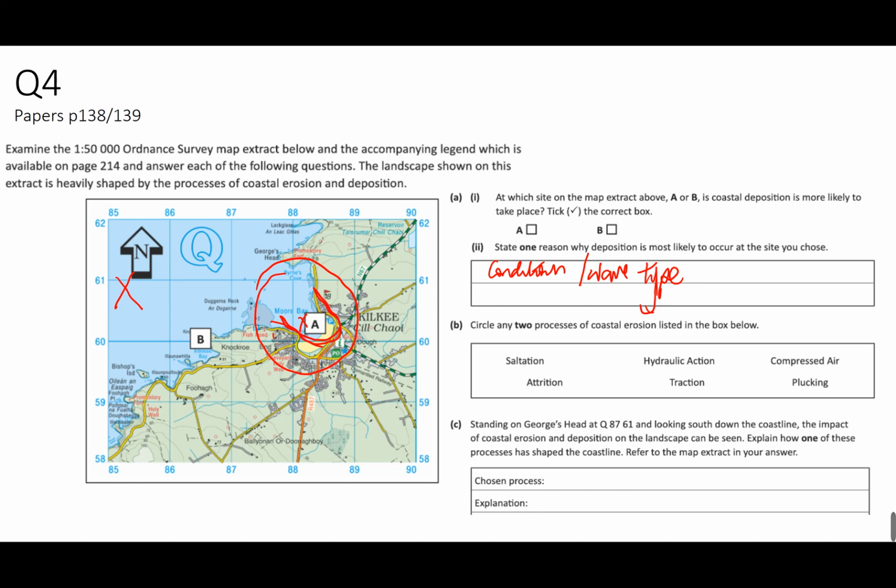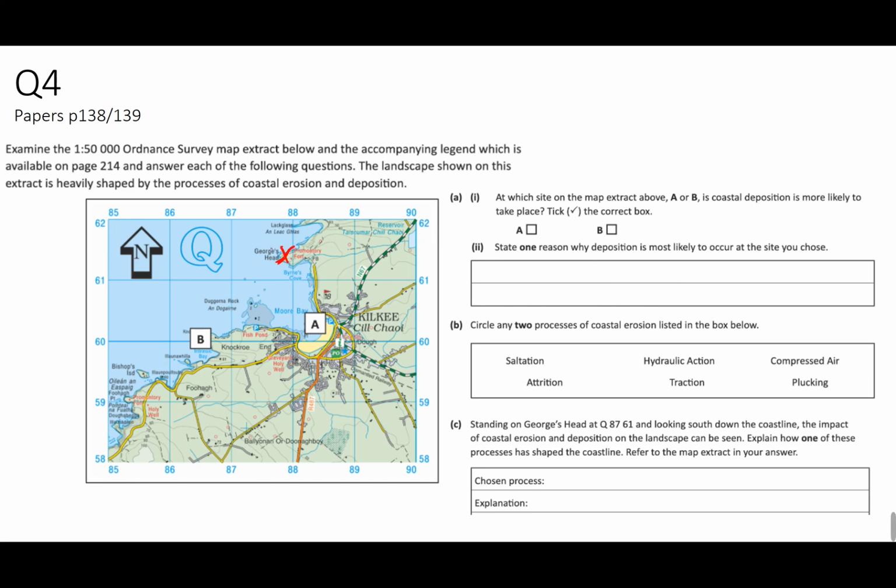And then finally, a longish question. Standing on George's Head at Q, I hope nobody's actually standing on George's Head. I hope George is okay. They haven't squashed him. Standing on George's Head at Q 8761. Where is 61? Okay, so hang on, I'm just going to get rid of these scribbles and we'll go back there. So you're standing here.